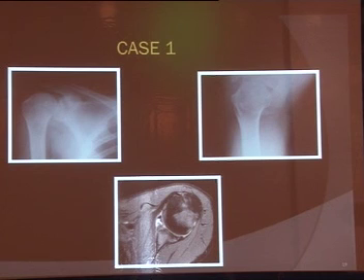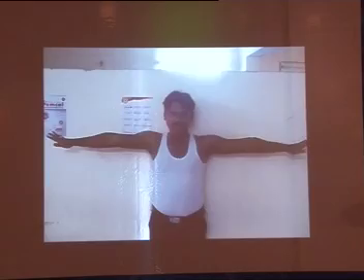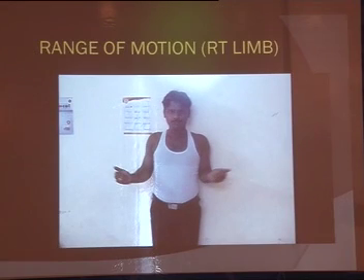Coming to the case, this is a 25-year-old male. He is an ophthalmology technician in our institute. He presented with significant recurrent dislocations and a significant glenoid defect we see in the MR. This is the postoperative radiographs. This is the postoperative range of motion: full abduction, full forward flexion, and an almost complete external rotation.